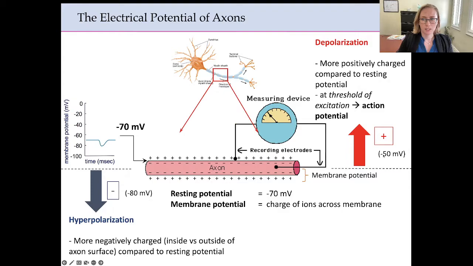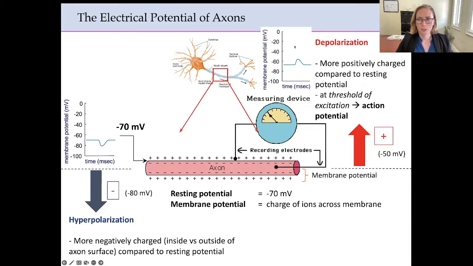What's significant here is that there's what's called a threshold of excitation. If enough of a positive charge occurs, from -70 to -50, this -50 microvolts is what we call the threshold of excitation. Once you hit that threshold, it triggers the action potential, which is a whole sequence of events of ion channels opening and closing. So depolarization is when you end up having a more positive charge compared to the negative resting potential. Okay.